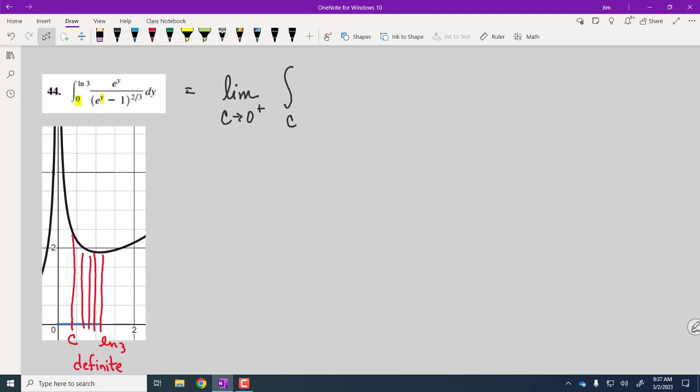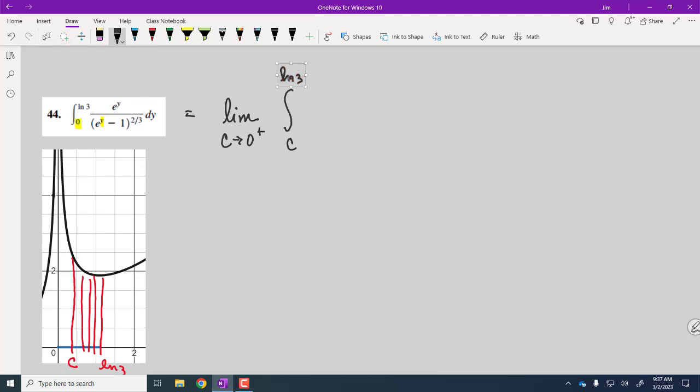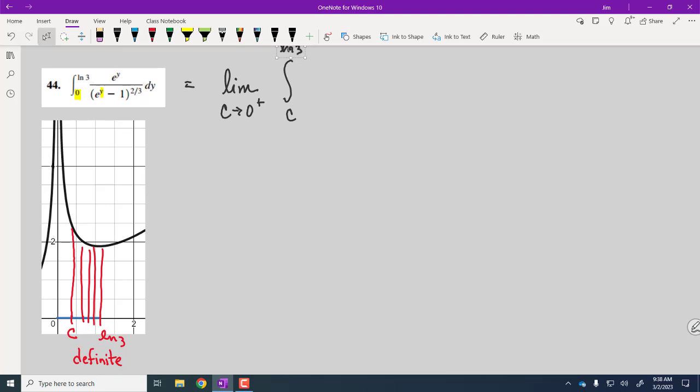So this is the whole process with an improper integral. Create a definite integral, and then take the limit. It's analogous to what you did in Calc 1 with the limit of a Riemann sum. So c up to natural log of 3. And the one important thing, remember that this is a one-sided limit. So it's c goes to 0 from the right. We're coming into 0 from the right-hand side. And then we have our integrand.